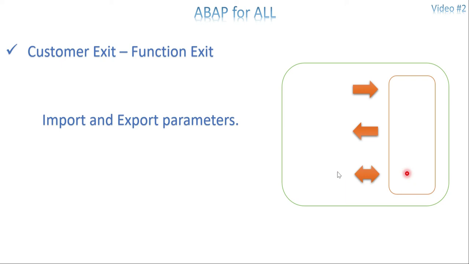It gives the value. Once you modify whatever in the custom code, it just sends the modified value to the standard program. Okay, so that is very important to understand the import export parameters.